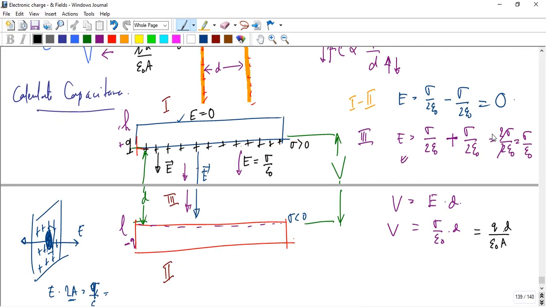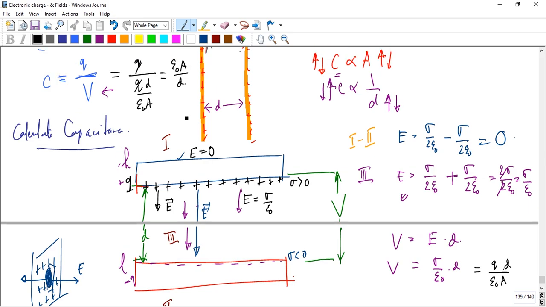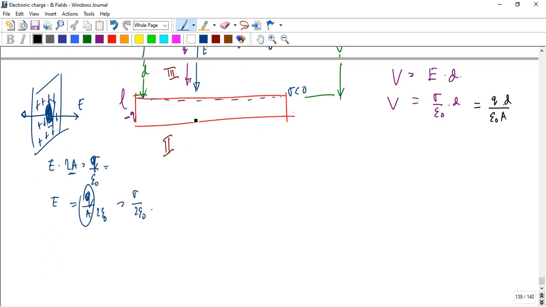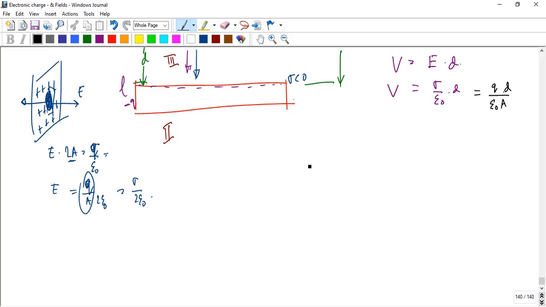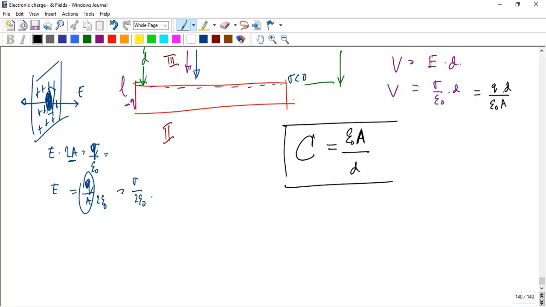With the help of Gauss's law, you can also calculate the capacitance of a parallel plate capacitor. So we get the capacitance equal to epsilon naught times area, meaning surface area, over D, where D is the gap between the two equipotential surfaces.